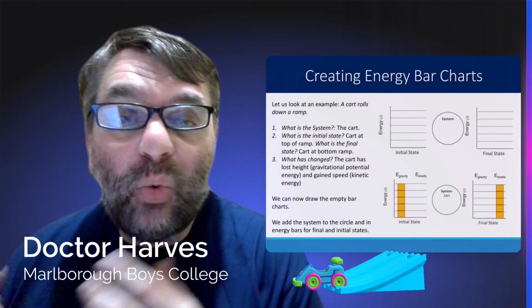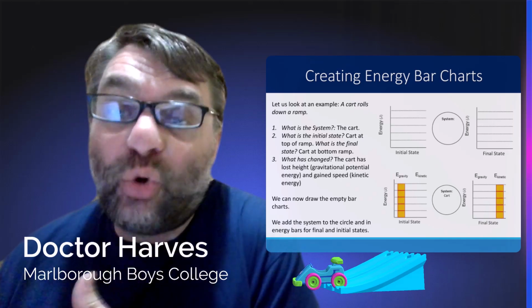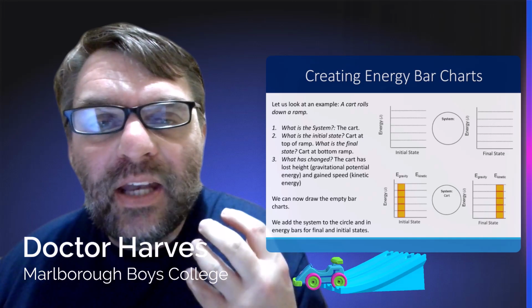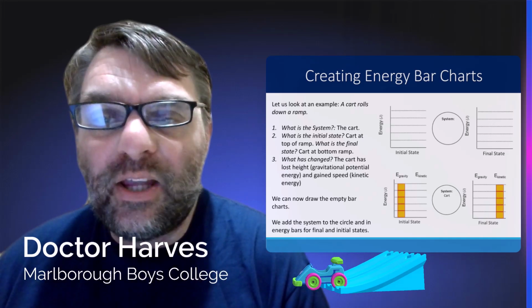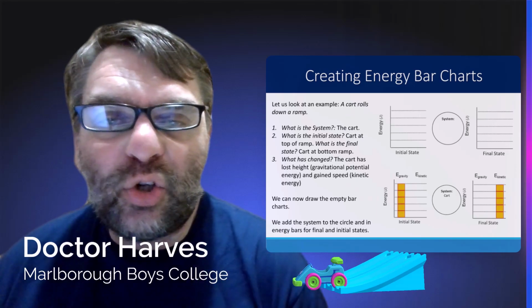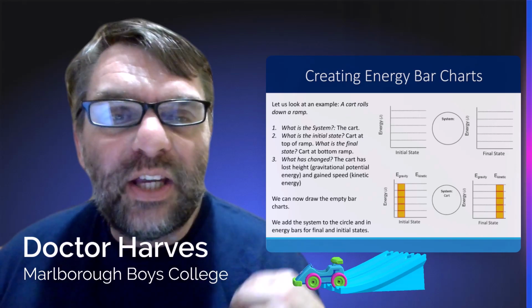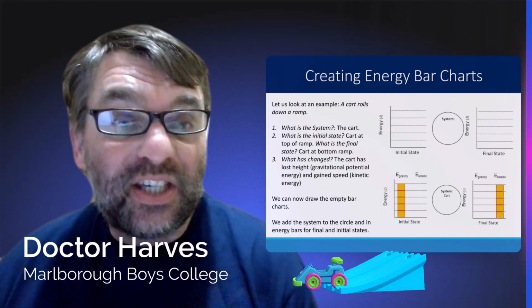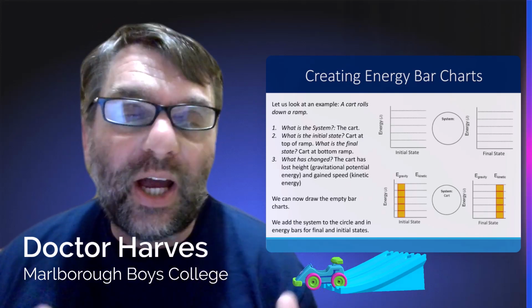So what's changed? Well, the cart has lost height, or gravitational potential energy. Remember, EP equals mgh. And it's also gained speed. So therefore, EK equals half mv squared. So the kinetic energy is increased. So as you can see on the right, initially, you can start to draw the empty bar charts. And you can see why it's called an LOL chart.